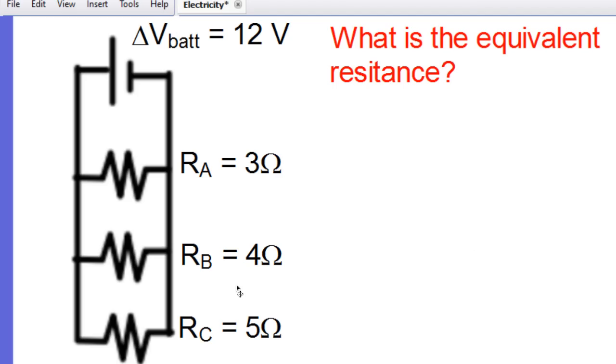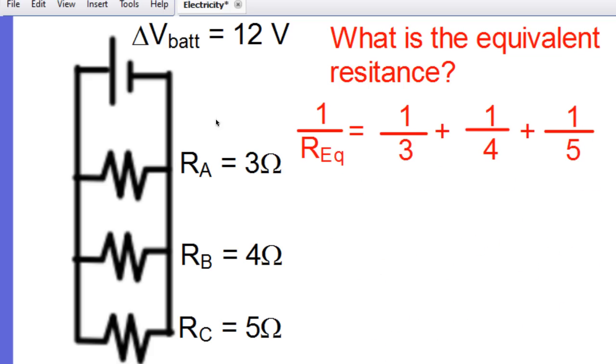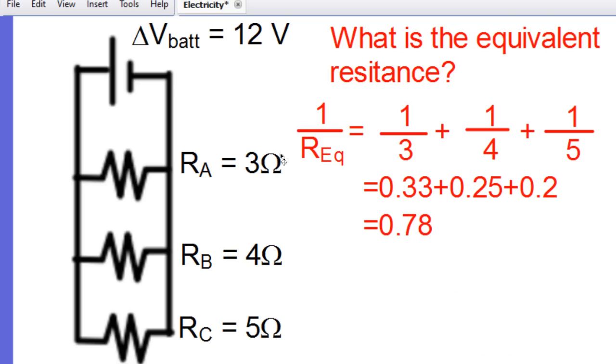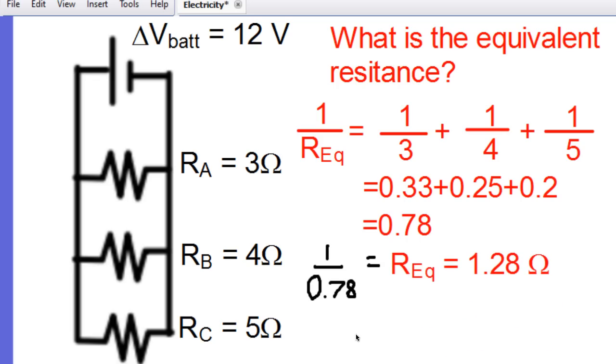Well, the equivalent resistance equation states that we're going to take 1/3 plus 1/4 plus 1/5, and that will give us 1 over equivalent resistance. Okay, 1/3, that's about 0.33. 1/4, that's about 0.25, and 1/5 is 0.2. Add all those up, you get 0.78. Is that the equivalent resistance? No. No, it is not. I now need to do 1 divided by 0.78. And that gives me my equivalent resistance, which is 1.28 ohms.